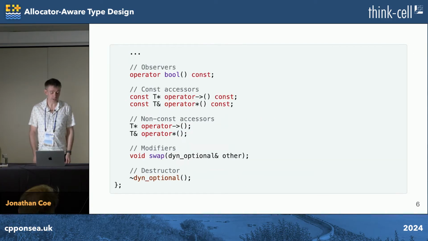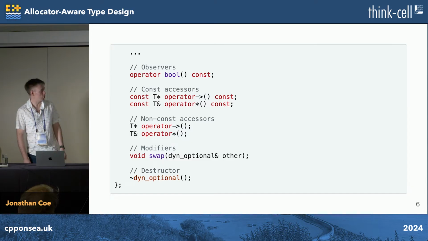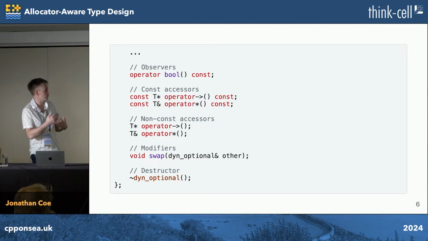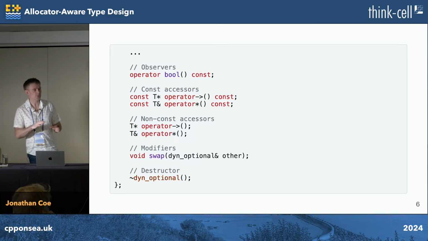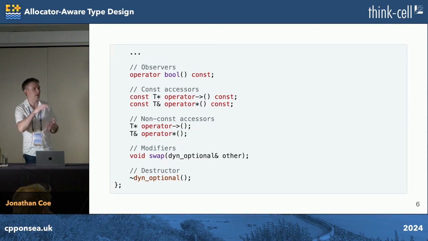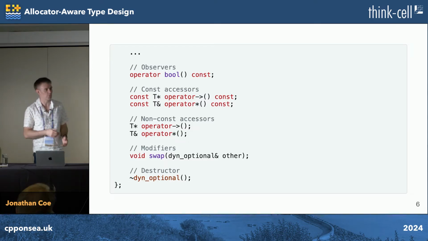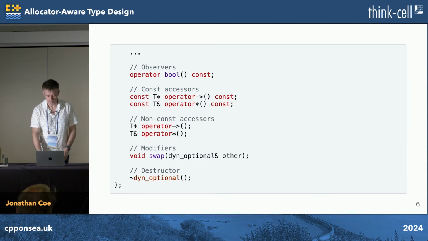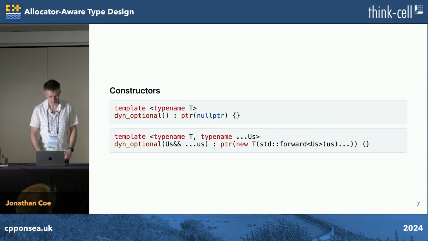We have operator bool to see if there's anything in there or not. And then we've got const and non-const accessors. Like optional, this should behave like a value, so you want const and non-const overloads for accessors. We have a modifier, and then we have a destructor. And if you're really going to use this class, well, first of all, don't. But if you're really going to use it, there's probably a host of other methods you want adding, and they're not in here. But for slideware, this is good.